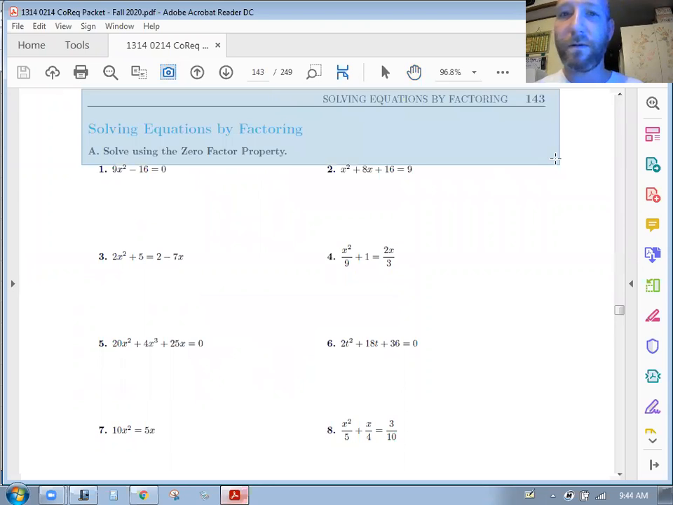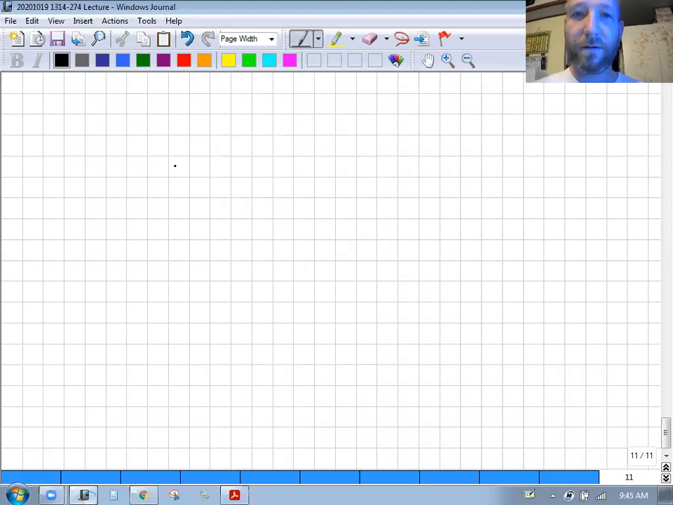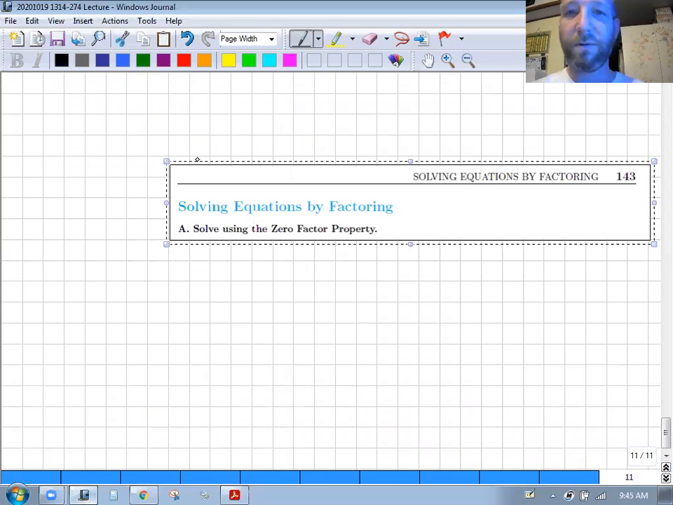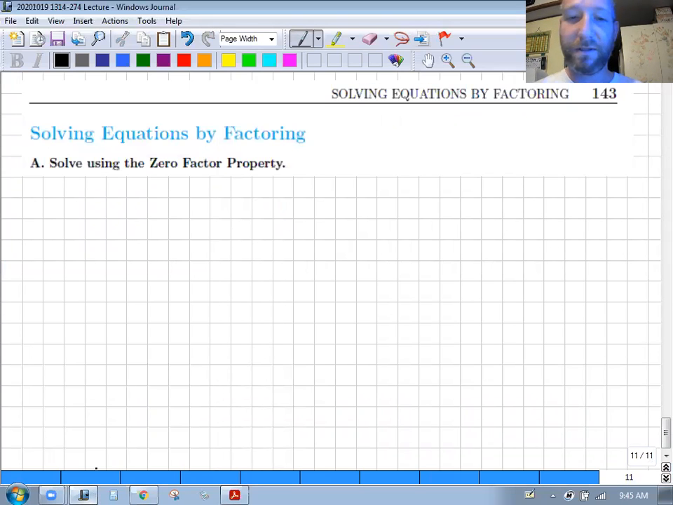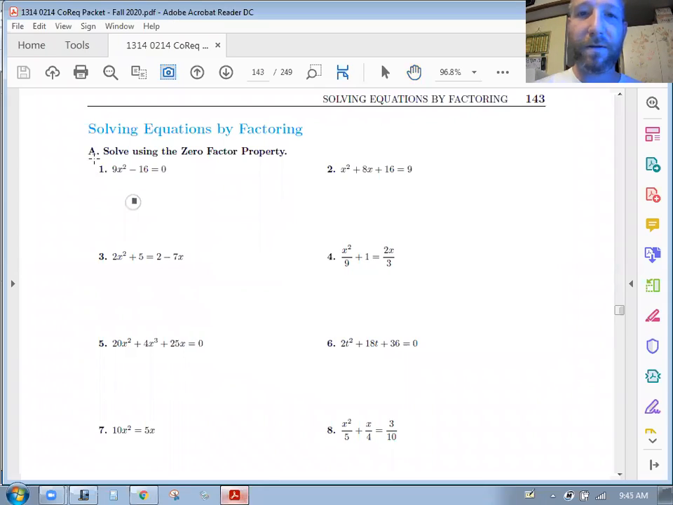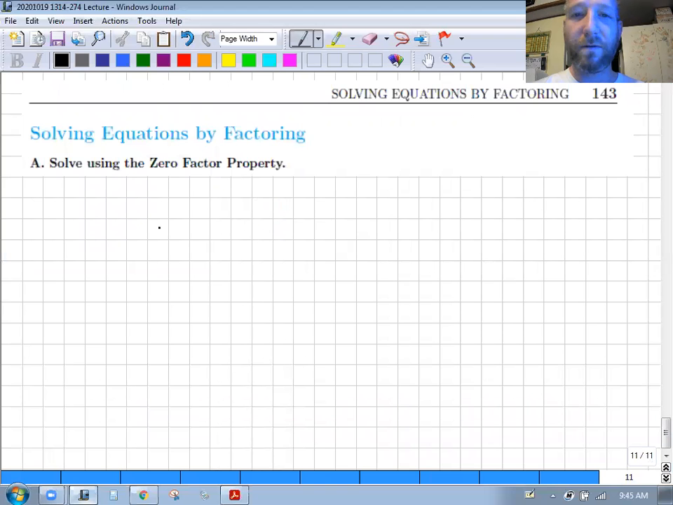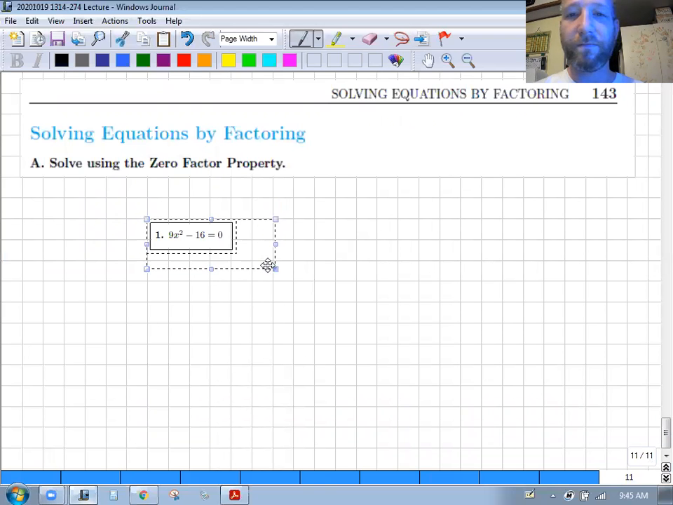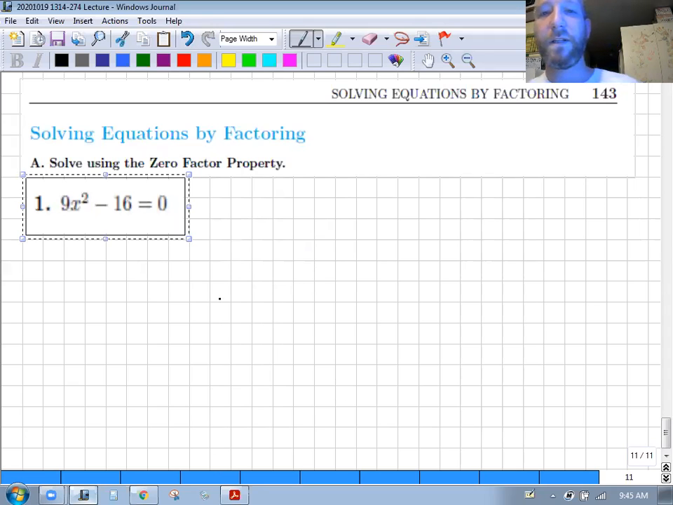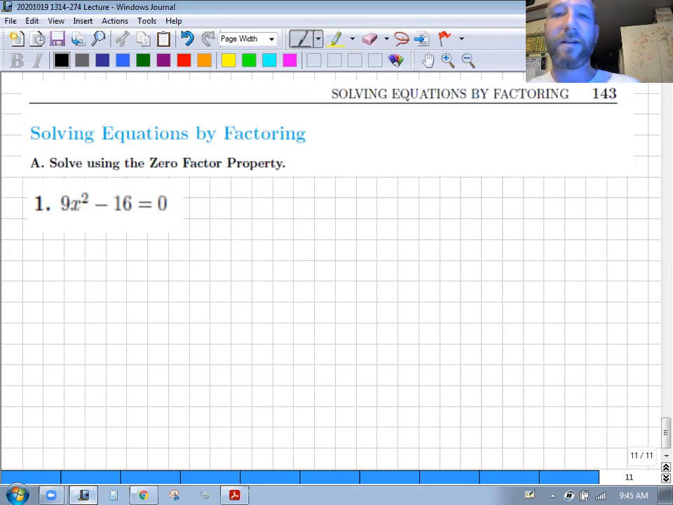So they call this using the zero factor property, is what this is called. So if we look at this one, all right, they want us to solve this using the zero factor property. All right, so we factor it. If any of the factors are 0, then that gives us a solution here. So let's see, this, all right, is the difference of two squares.